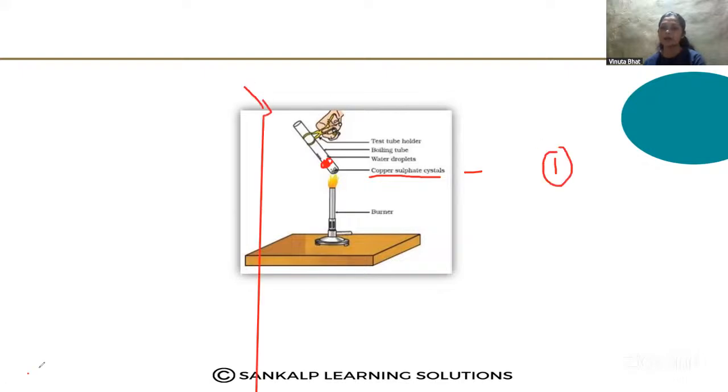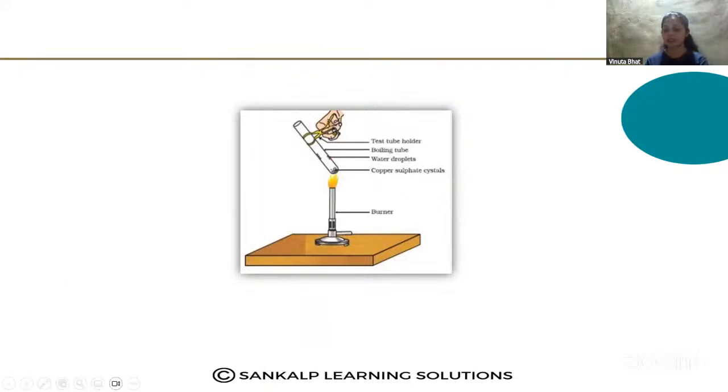When you add 2 to 3 drops of water and heat it, again it takes its original color. When you add the water, 2 to 3 drops of water, it takes the original color. So what happened in this experiment?